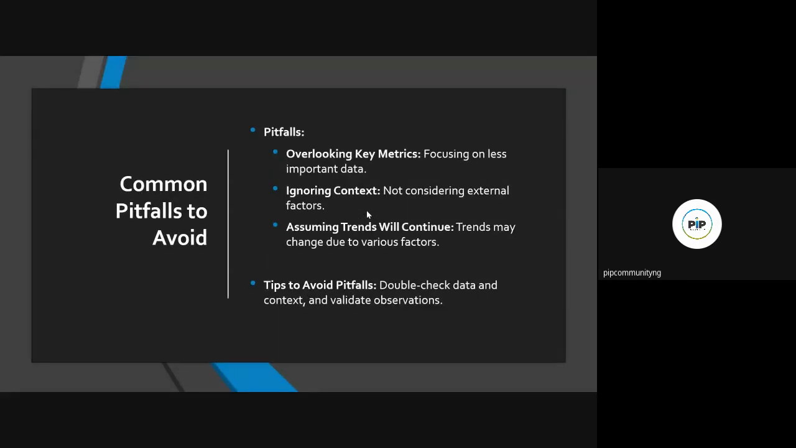Common pitfalls to avoid. Overlooking key metrics, focusing on less important data. It's not good to overlook those metrics and go and focus on what is not important. You need to always pay attention to key metrics like your revenue, your profit, total products. If you're working with employees, you can say total number of employees, maybe average years of experience. Those are key metrics you need to work with.